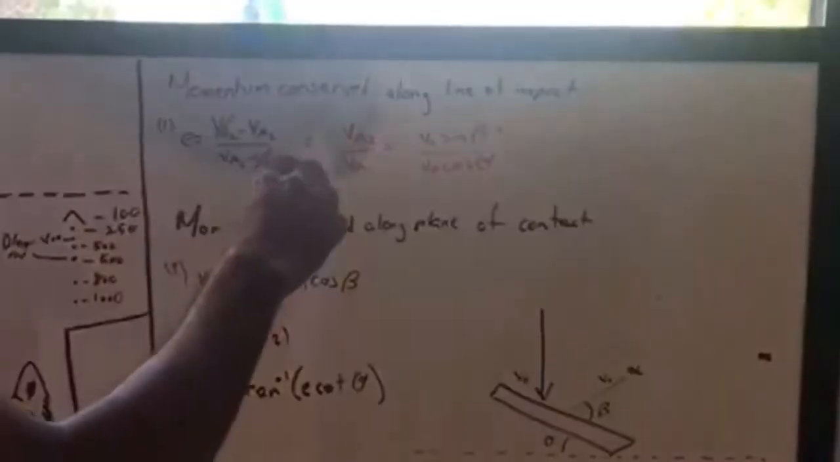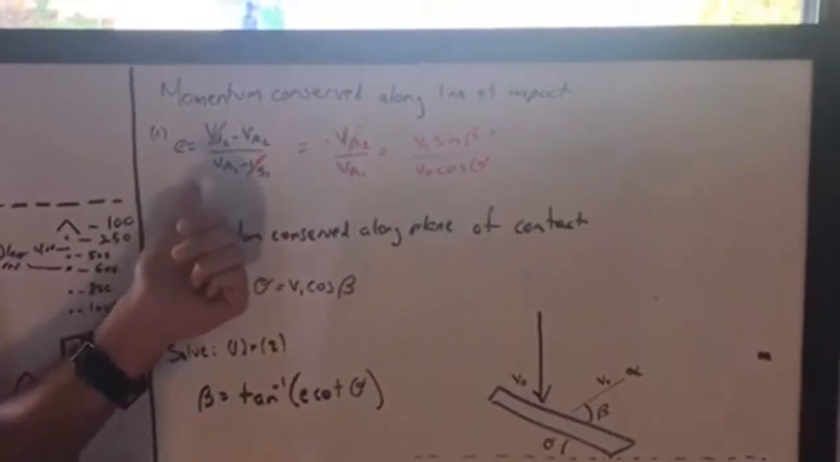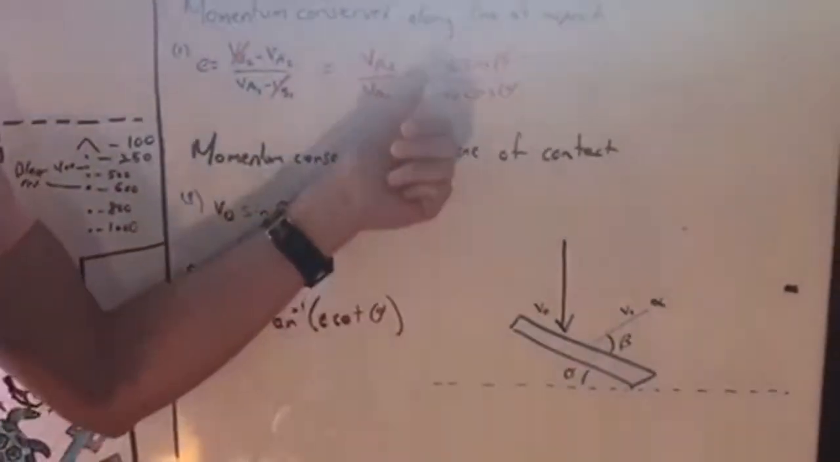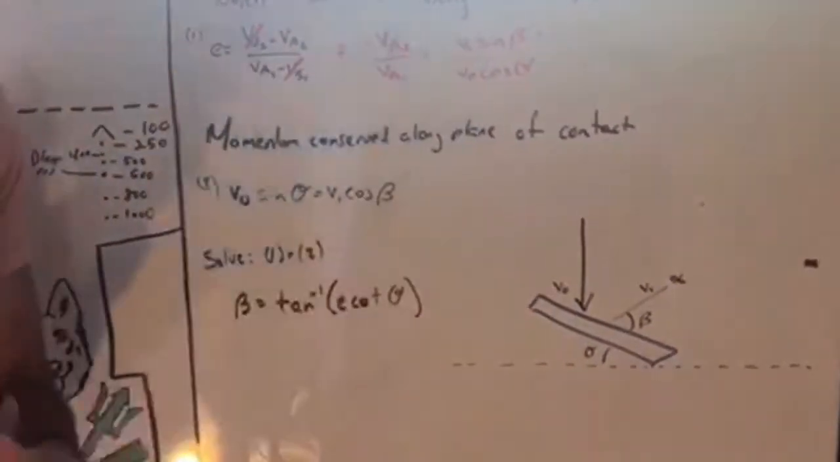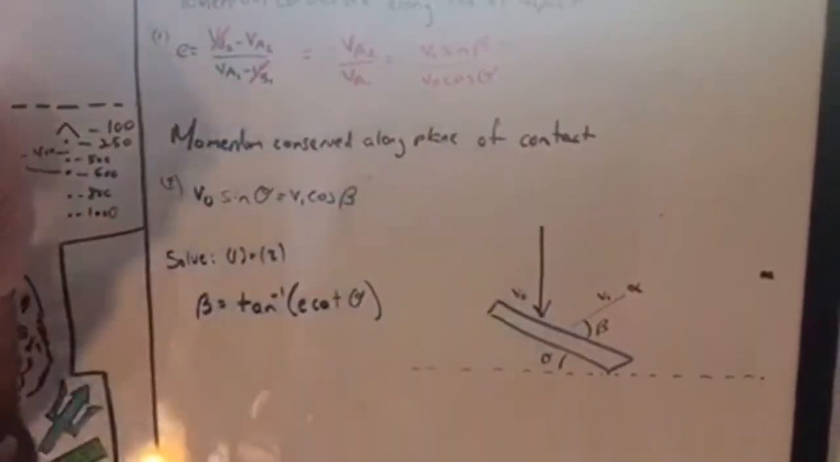We know that momentum is conserved along the line of impact. With the formula for the coefficient of restitution, we can find the relationship between the initial velocity and the final velocity with the given angles. So we get V1 sine beta over V0 cosine theta equals e, where beta is the angle of the bounce and theta is the angle of the inclined plane.